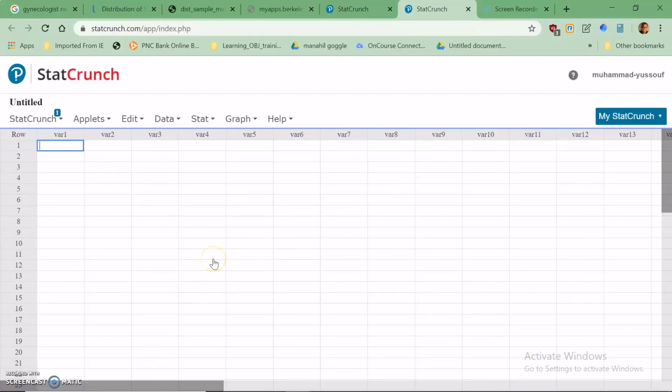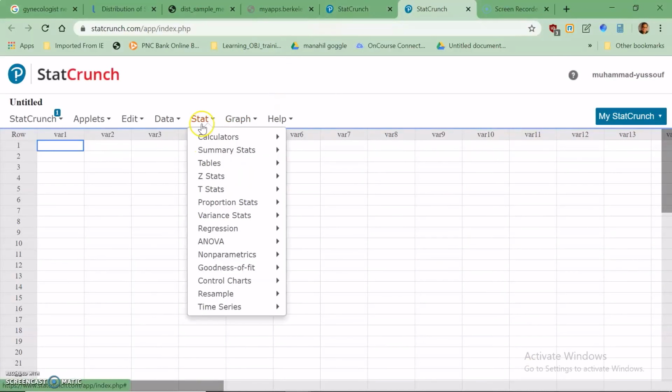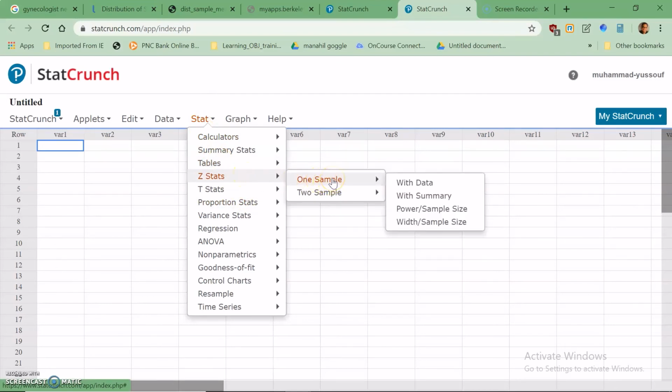So I already launched StatCrunch, right? In order to do this confidence interval, we go to Stat, we go to Z stats, and we go to One sample. In the one sample option, we are asked whether we want to do the computation with data or with summary. We don't have actual data, we have the summary, the mean and the standard deviation. So if we have raw data, then we can do the computation by using the raw data. But in this case we have a summary, so we use with summary.